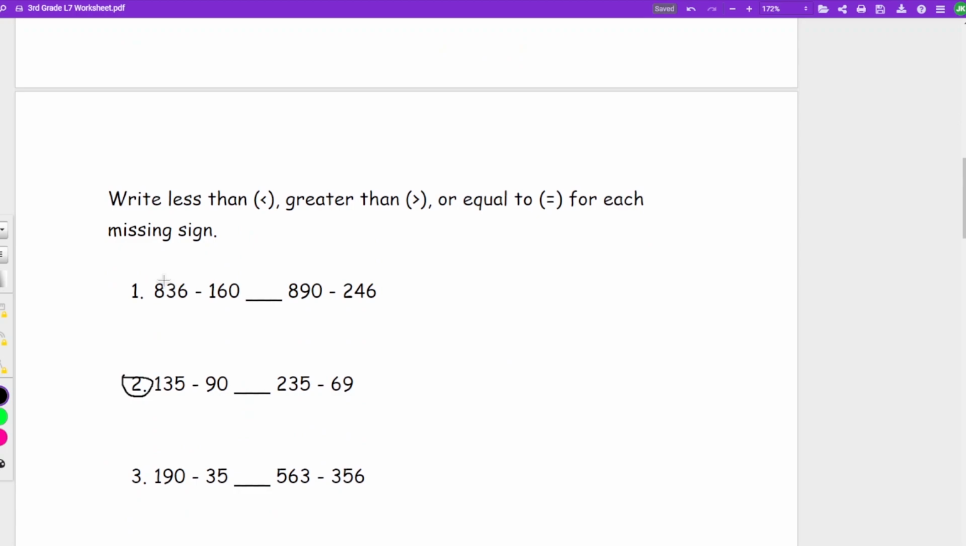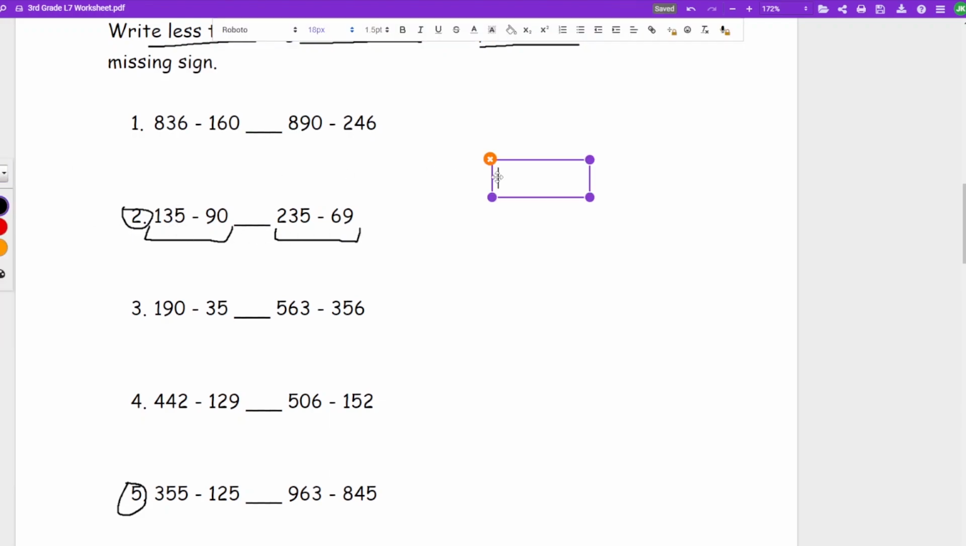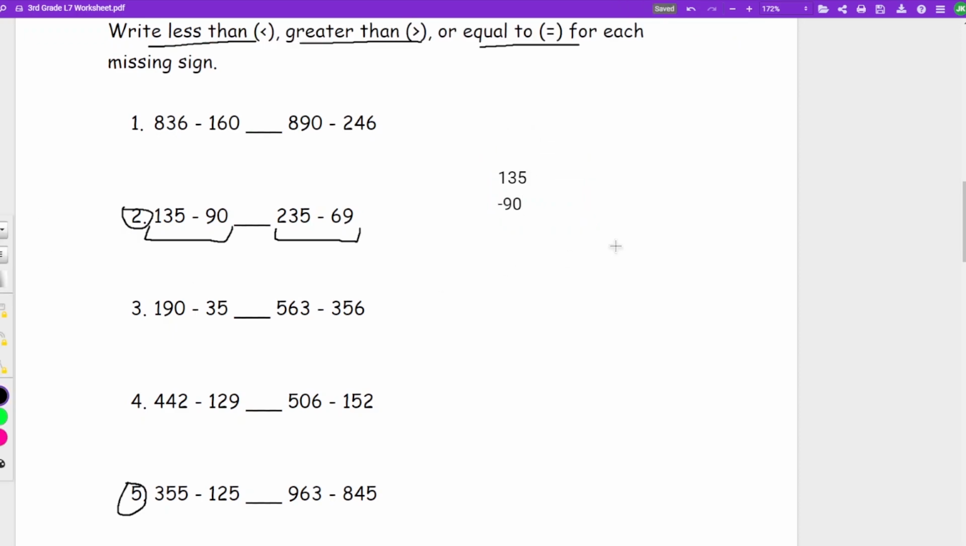Okay, number 2, write less than, greater than, or equal to for each missing sign. So I'm going to solve 2 different equations here. So 135 minus 90. Well, 5 minus 0, that's just 5. 3 minus 9, can't do that. Take a 1. Well, it's the same. 13. 13 minus 9, that's 4. So this is 45.